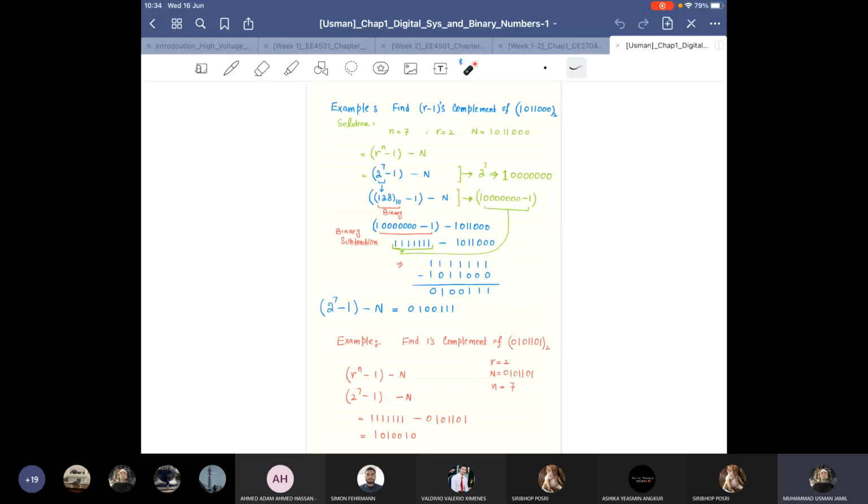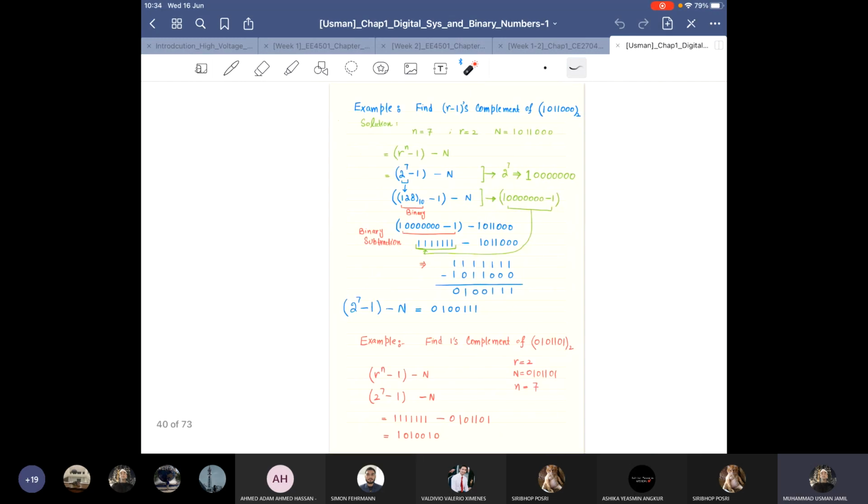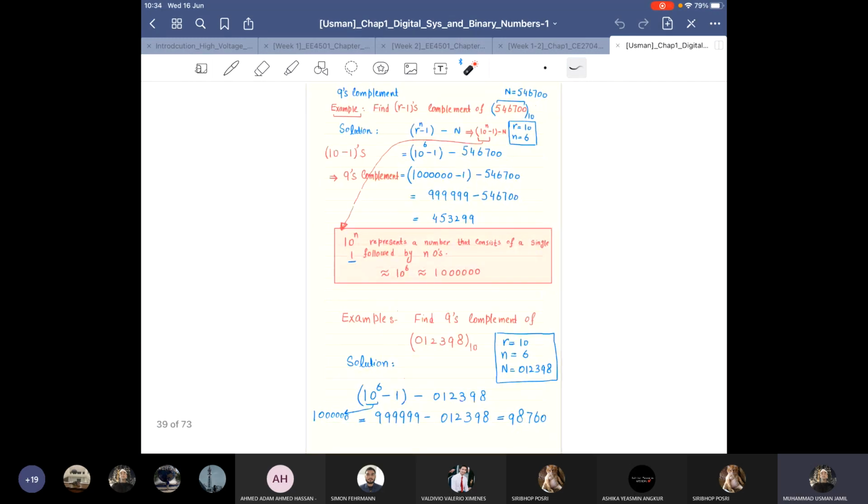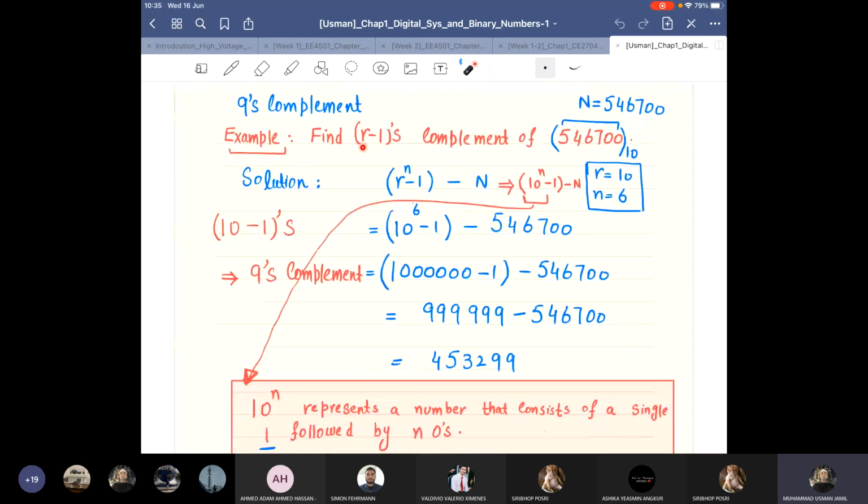Okay, so now let me recall a little bit for the first 1 minute. Last week on Monday we found the r minus 1's complement, for both binary numbers and decimal numbers, if you remember. If we have a tens complement, we have an r minus 1's complement, where r is the base. We subtract 1 from the base, so 10 minus 1 gives the 9's complement.